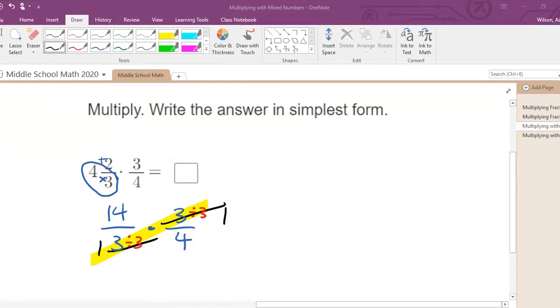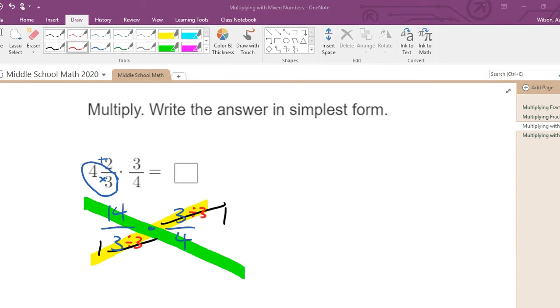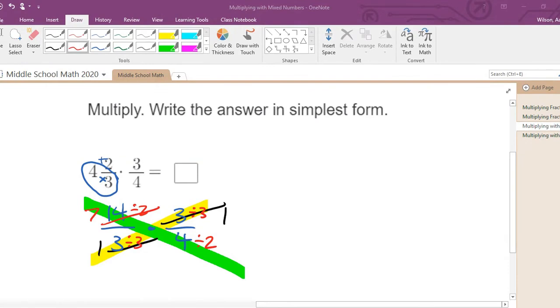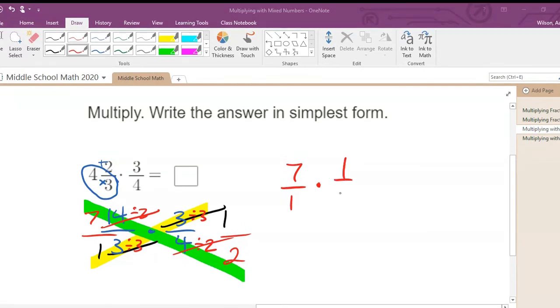So now we're looking diagonally the other direction. What is in common in terms of a common factor between 14 and 4? I know that is 2, because 14 and 4 are even numbers. So I'm dividing both of those by 2. 14 divided by 2 simplifies into a 7, and 4 divided by 2 turns into a 2. So now you're staring at your new fractions of 7/1 times 1/2.